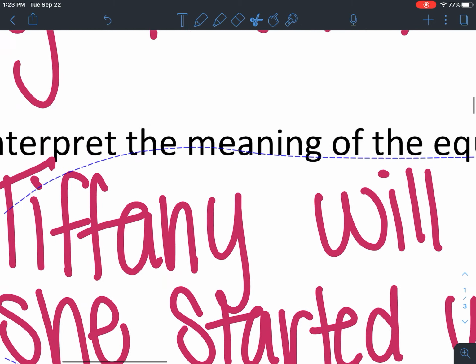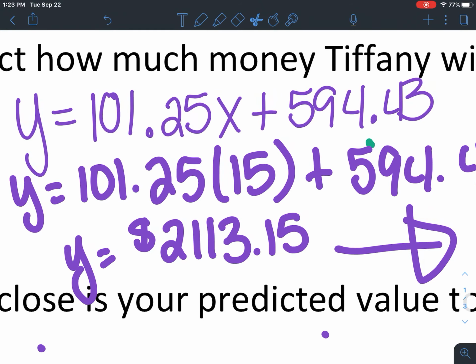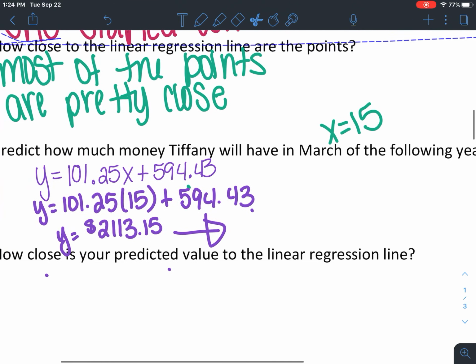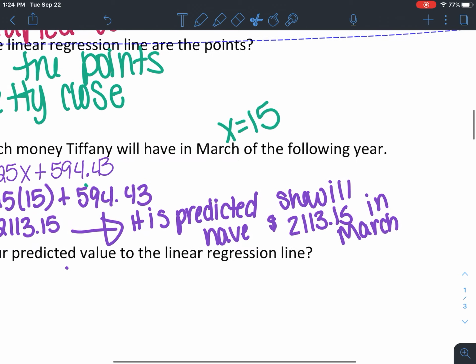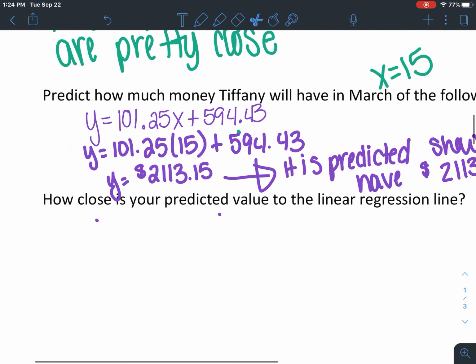So I just took my linear regression equation that I had, plugged 15 in for X, literally just typed it into my calculator to find that $2,113.15. And then, of course, I want you to explain that answer in the context of the problem. So it is predicted that she will have $2,113.15 in March. Again, this is a prediction, so I need the word predicted in my answer because it's not actual fact. It hasn't happened yet. So we can't say with absolute certainty what she's going to have.